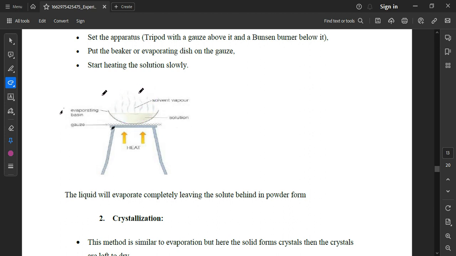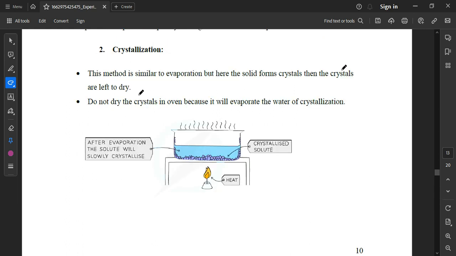Moving on, crystallization. This method is similar to evaporation, but here the solid forms crystals. Then the crystals are left to dry. Do not dry the crystals in an oven because it will evaporate the water of crystallization. After evaporation, the solute will slowly crystallize.